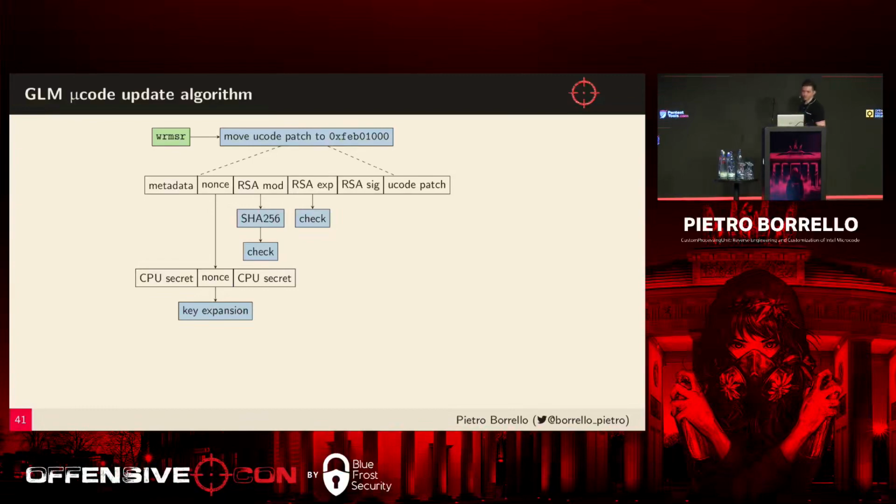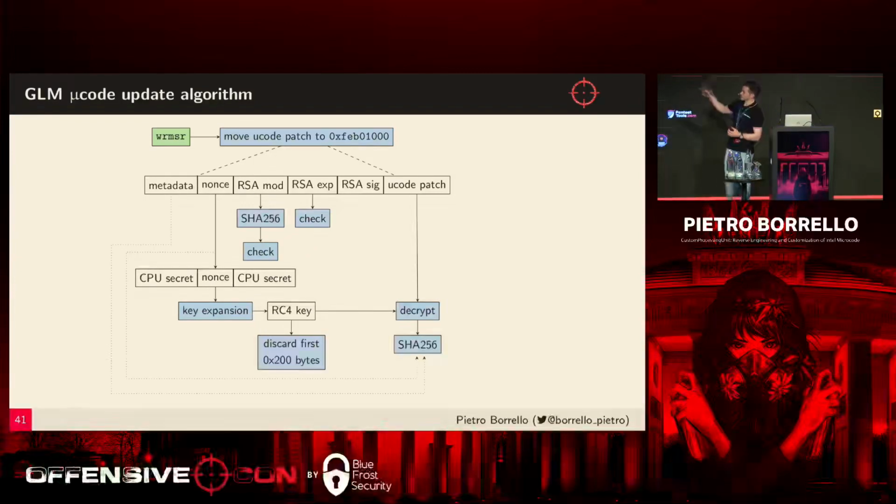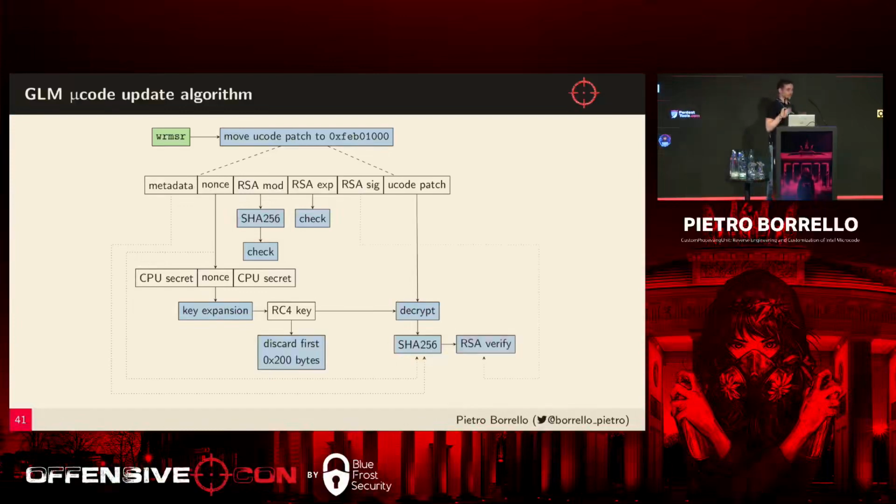Obviously, we dumped that. And then the algorithm continues to generate the RC4 key, discards the first 512 bytes to reduce the bias, and finally decrypts the microcode update. But it's not finished. It will compute the SHA-256 of the microcode patch, the nonce and the metadata of the algorithm, and then check that the signature is actually valid. And if it goes with a correct check, then you finally can parse the microcode update.